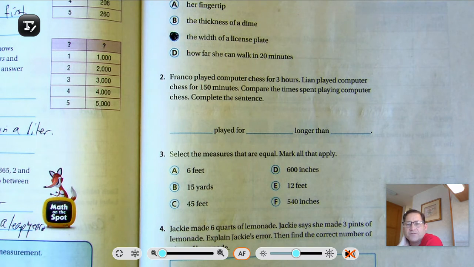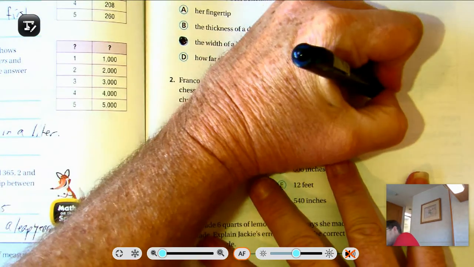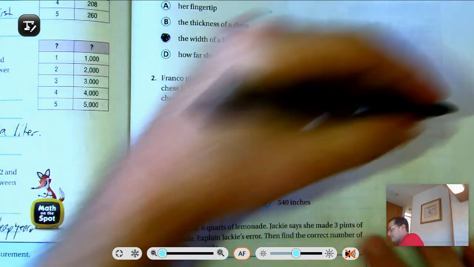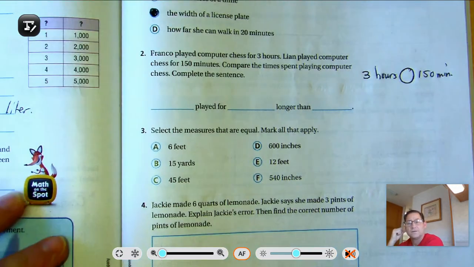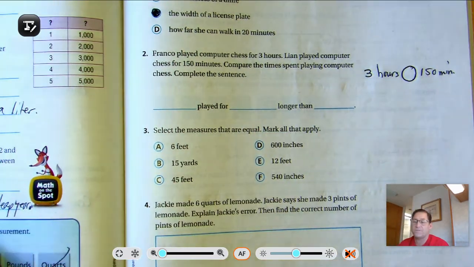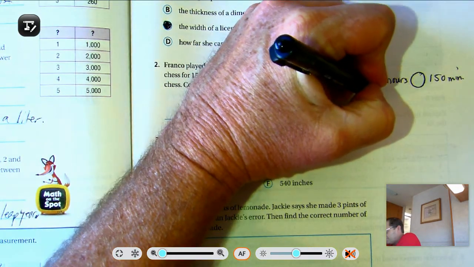Franco played computer chess for 3 hours. Leanne played computer chess for 150 minutes. Compare the time spent playing computer chess. Complete the sentence. Blank played for blank longer than blank. Okay, so we're basically comparing 3 hours to 150 minutes. Well, we can change 3 hours to minutes, or we can change minutes to hours. It doesn't matter. We just want to be consistent in our comparison. So I'm going to change 3 hours to minutes.